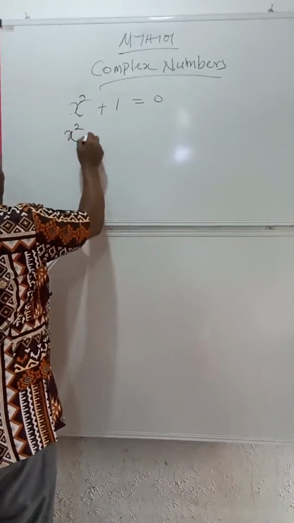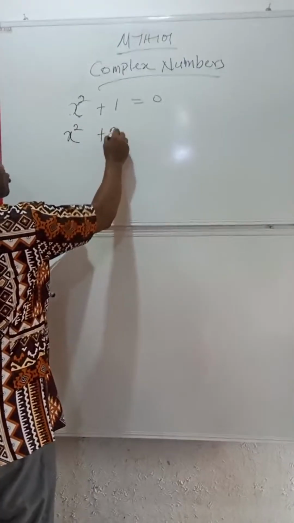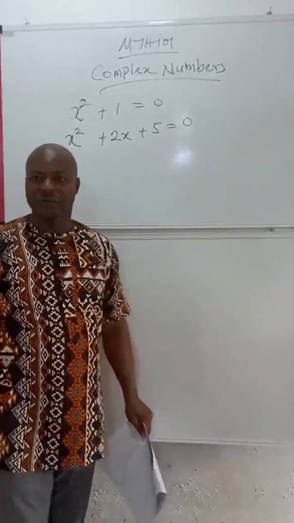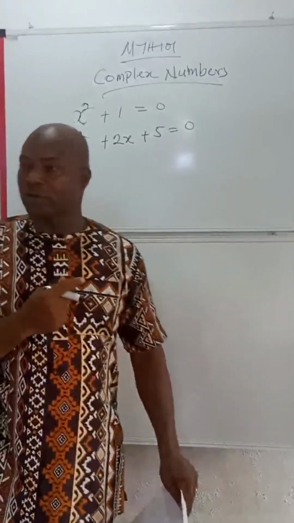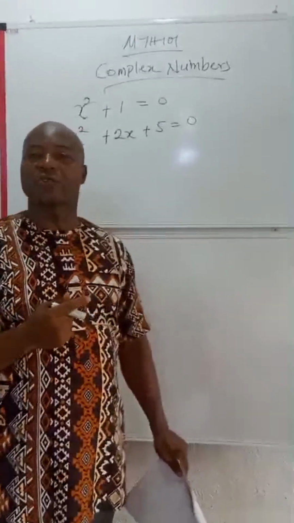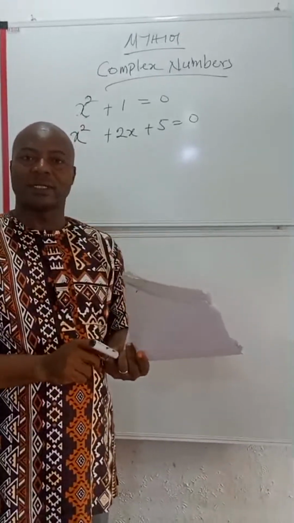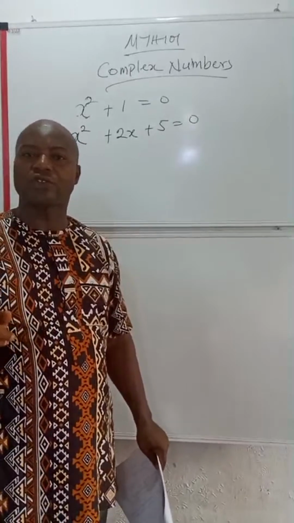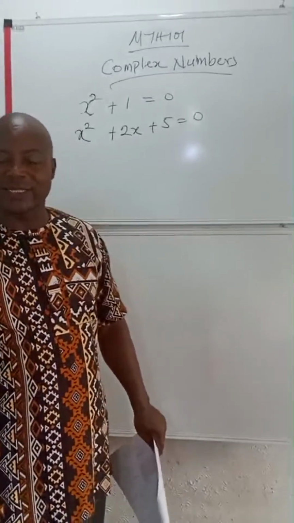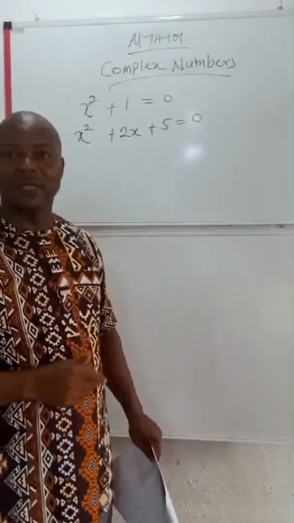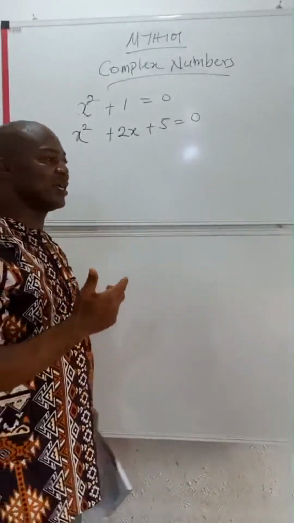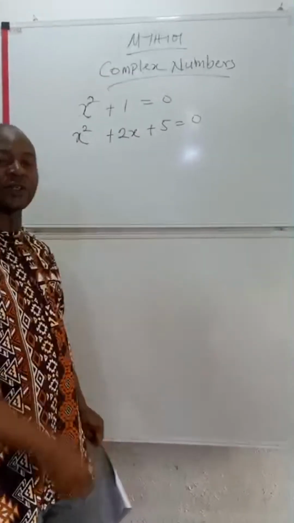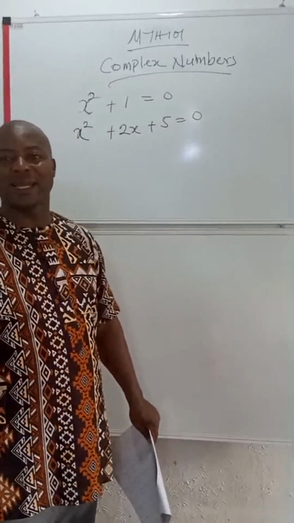Let's also consider another one, x squared plus 2x plus 5 is equal to 0. The solution to this quadratic equation is also not contained in the real number system. If that is true, then there is a need for us to consider a larger, extended system that will contain the entire real numbers and some of these that are not in the real numbers. That is why we said an extended system.